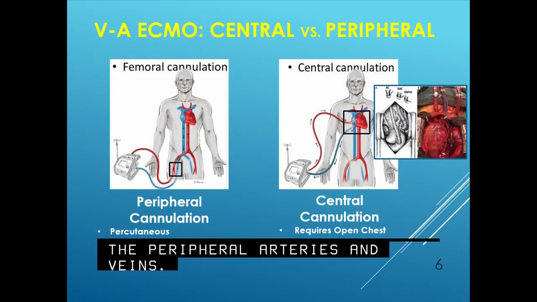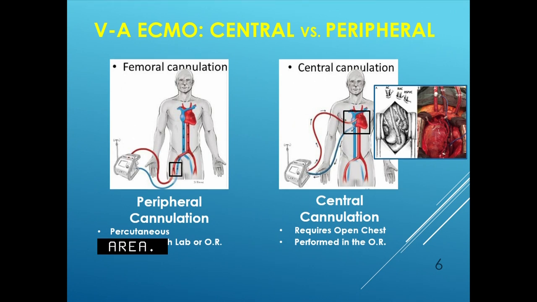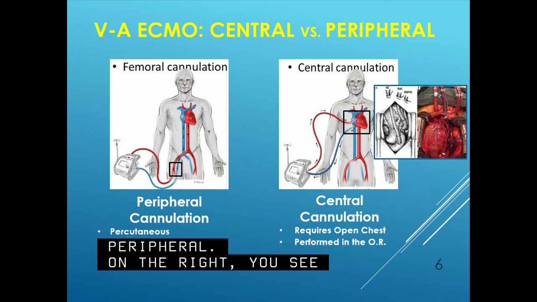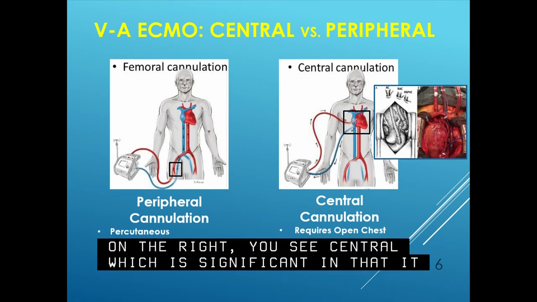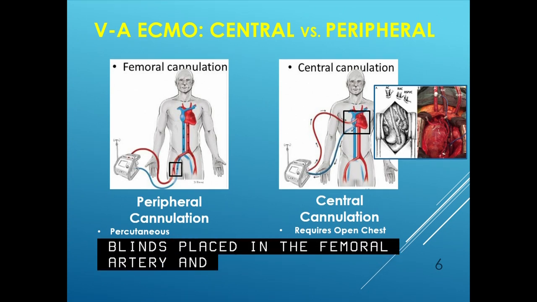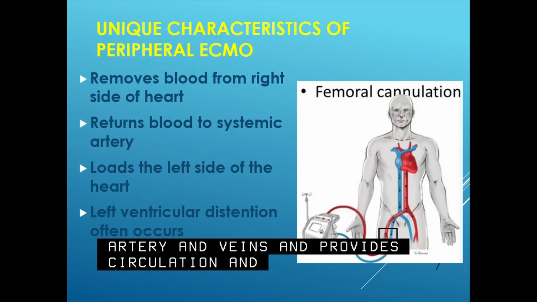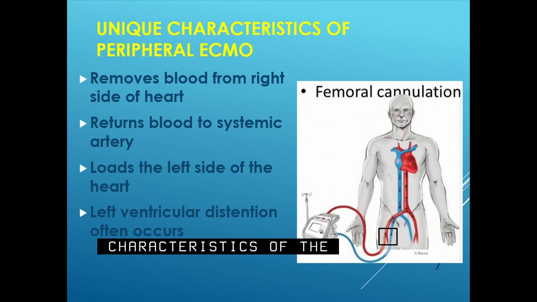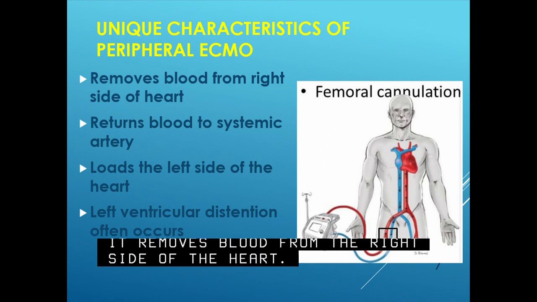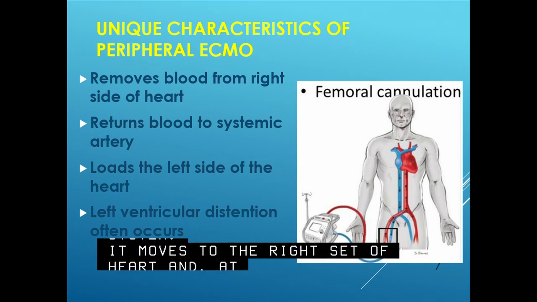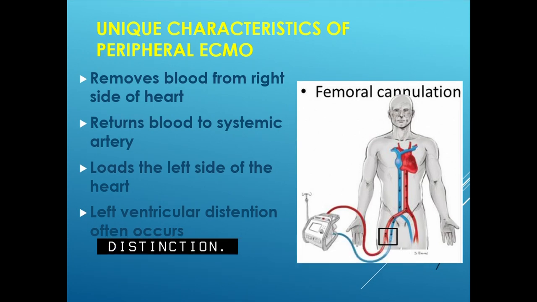So what we're going to try to define is what these differences are. Again, here's the VA ECMO, central versus peripheral. On the right, you see central cannulation, which is significant in that it has a thoracotomy. The peripheral ECMO has the lines placed in the femoral artery and vein and provides the circulation support without need for a thoracotomy, which is obviously an advantage for patients. Now, there are some unique characteristics of the peripheral ECMO. It removes blood from the right side of the heart and returns that blood to the systemic artery, the so-called VA ECMO system, and it really loads the left side of the heart. At times it creates left ventricular distension because the aortic valve does not open properly from this backflow, and various venting mechanisms have to be added.